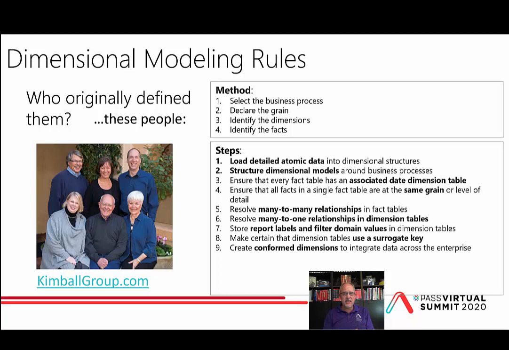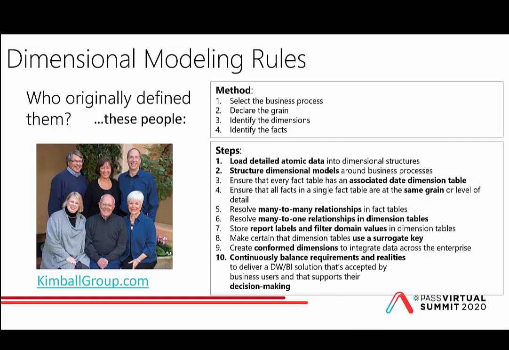Now, I'm not going to get into the details of all of the steps that the Kimball method prescribes, but it looks like this. We load detail at an atomic level. We do this according to the grain that we've already established. We structure dimensional models, and then we load fact tables at the same level of grain. And then we look at things like many-to-many relationships. We understand the cardinality, or the relationship between different tables. One-to-one, one-to-many, many-to-one, many-to-many, etc. And then we decide what we're going to use for keys, and in some cases we actually have to create our own surrogate keys.